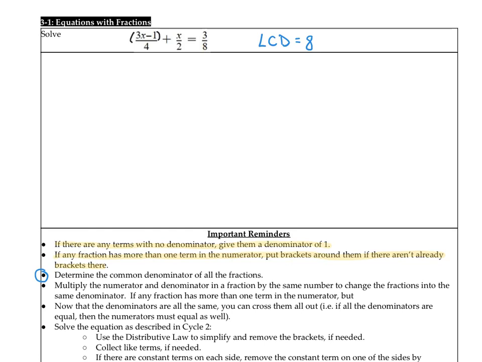The second step is to multiply the numerator and the denominator in the fractions by whatever number would change those denominators into the lowest common denominator. So you're going to take each of these fractions. The first fraction has a denominator of 4. To change it to a denominator of 8, you would have to multiply 4 by 2 to get 8. So that means you have to multiply top and bottom by 2. When you write this out, you want to remember that you have to keep the equal signs lined up.